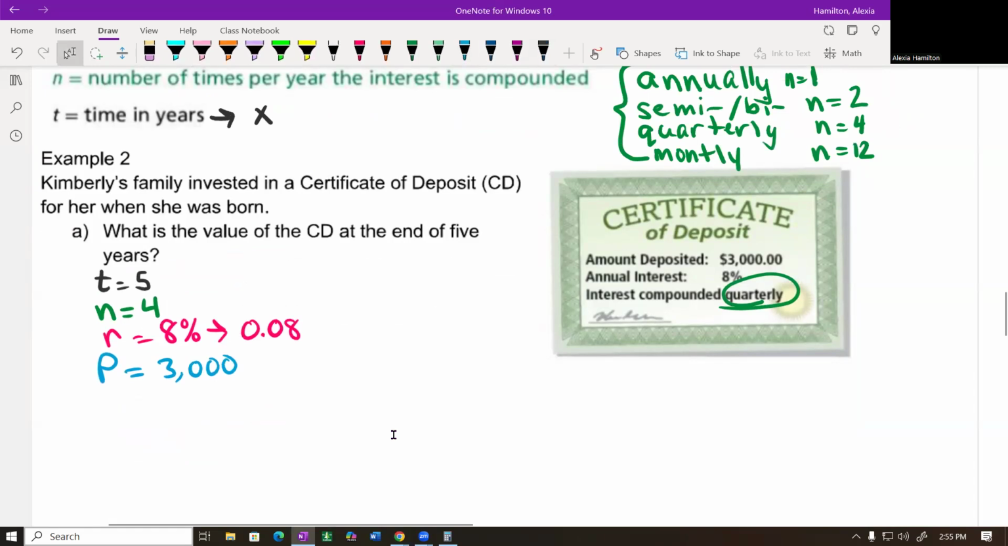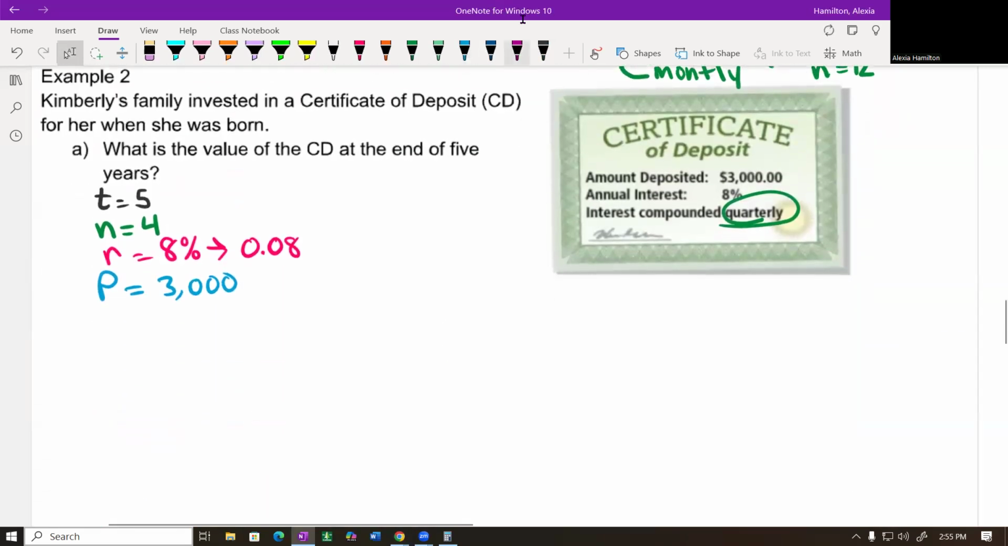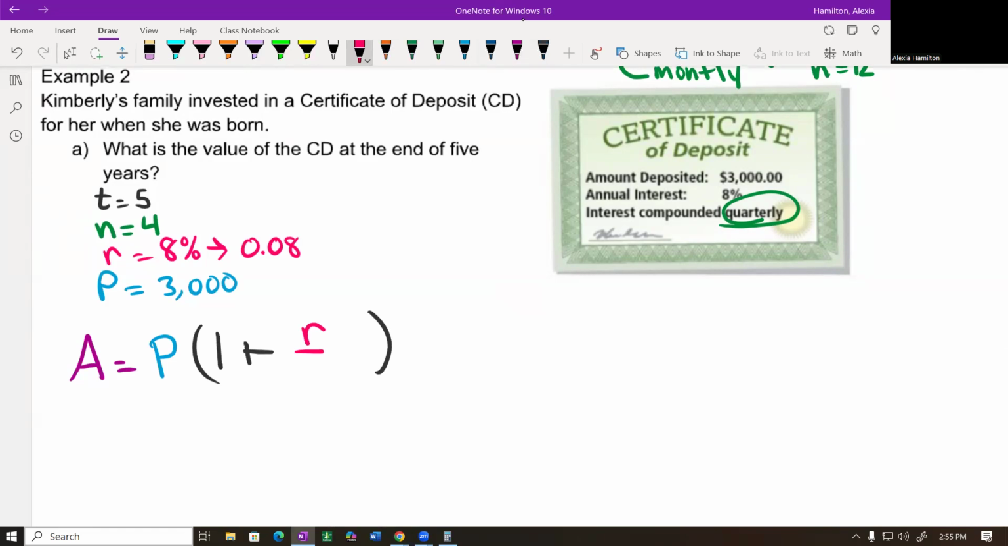Okay, so what was that formula again? I'll rewrite it. The future value A is equal to P times the parenthesis of 1 plus rate over n, raised to the n times t.